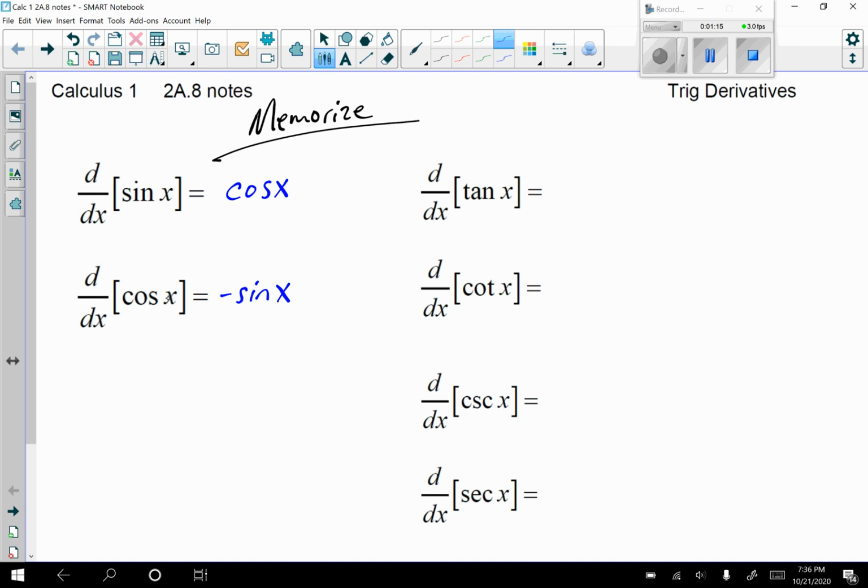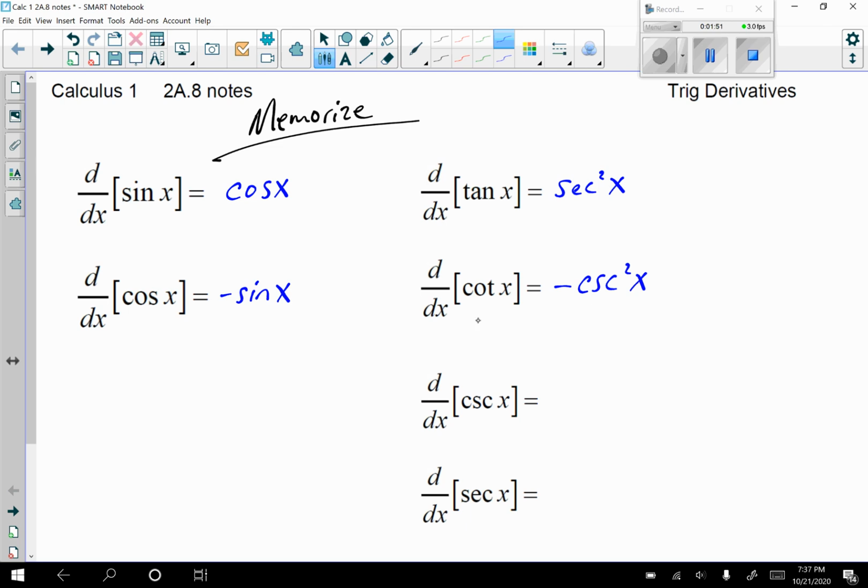Now, we went through the quotient rule for tangent in a previous lesson. So we just got that one came out to be secant squared x. So tangent turns into secant squared when you do its derivative. And cotangent, there's a relationship with all these cofunctions. So cot will be negative, and the cofunction is related to secant. It's its cofunction, cosecant squared x. So we have cosine to negative sine. Over here, we have secant squared to negative cosecant squared.